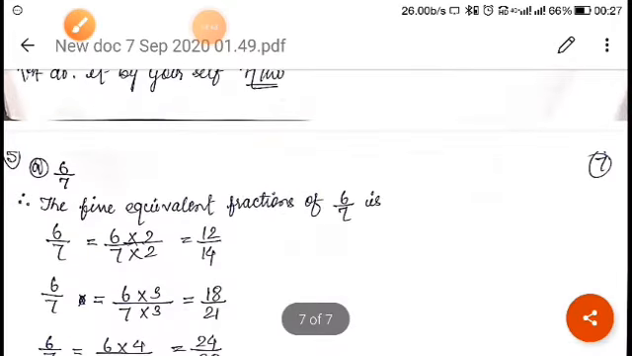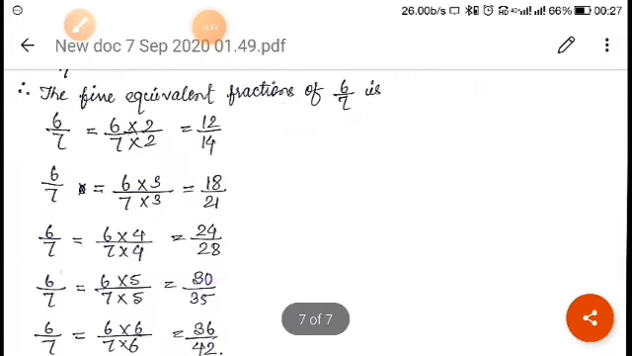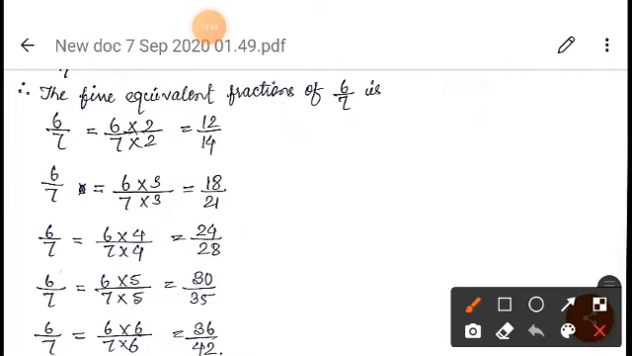Now next is question number 5. We have to find the 5 equivalent fractions. So what will the 5 equivalent fractions be? 2 by 2, 3 by 3, 4 by 4, 5 by 5 and 6 by 6. Okay, it is very simple, we just have to multiply this.